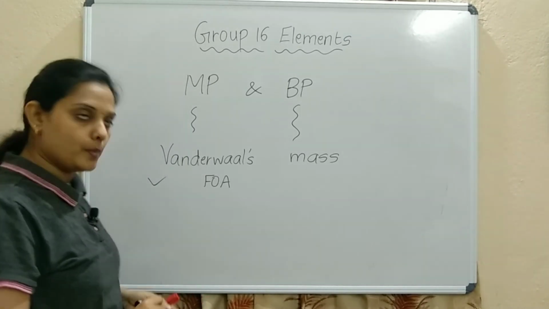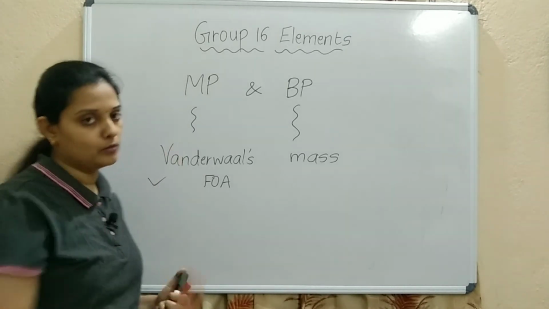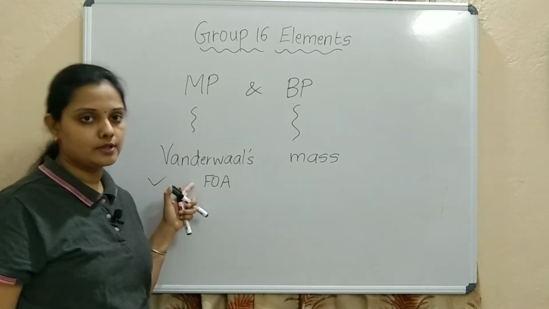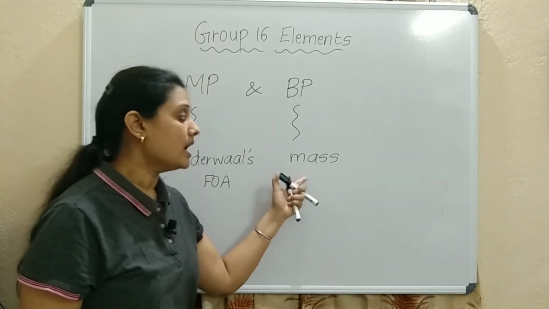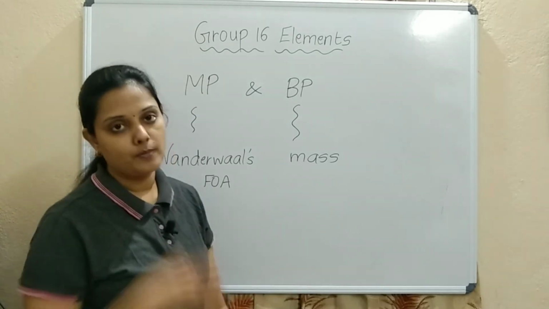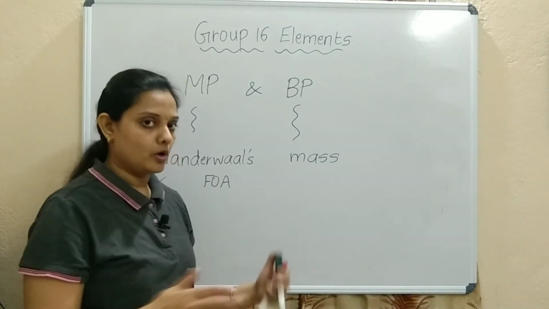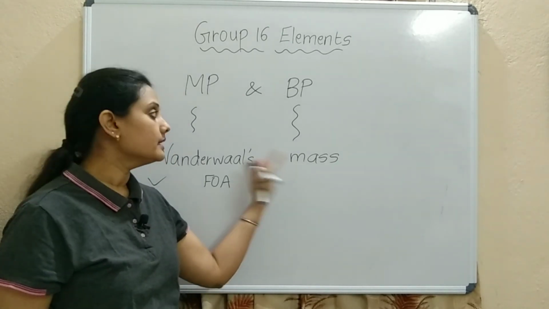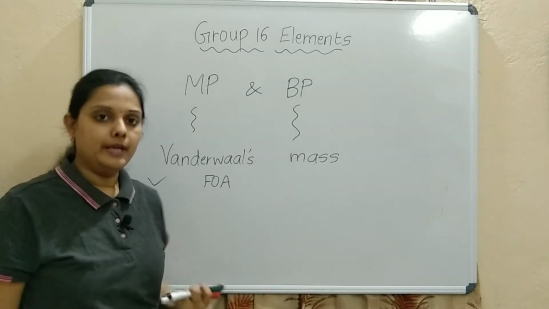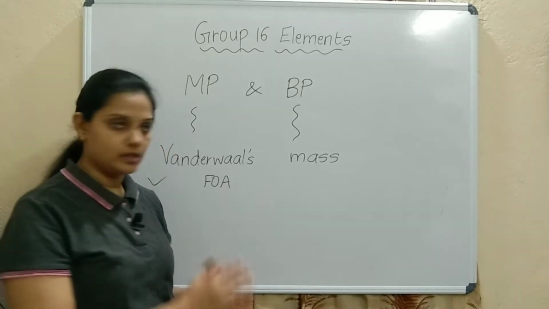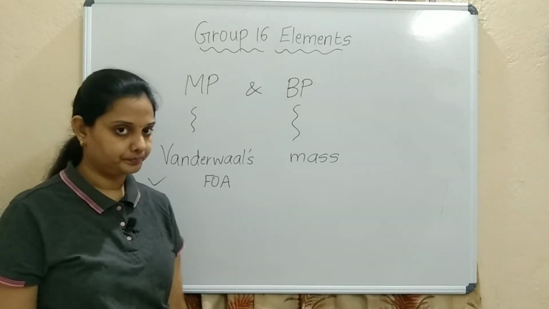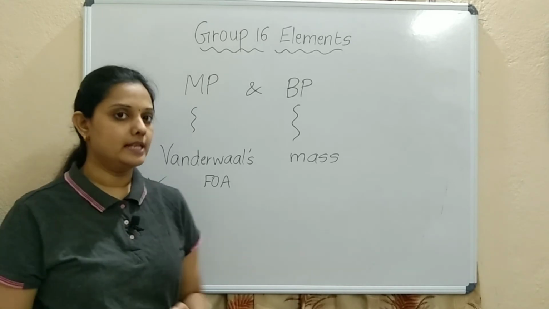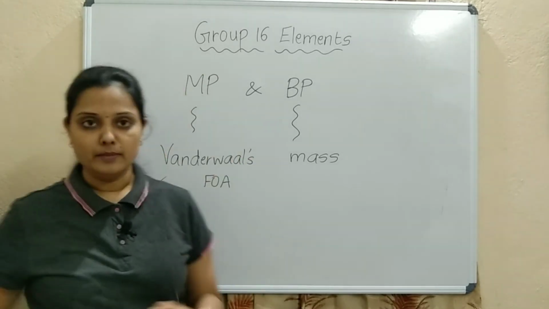So down the group, in group number 16 elements, what is happening? Van der Waals force of attraction is always there. Mass is also increasing, atomic number is increasing, protons, electrons increasing, atomic mass increasing. Therefore, the melting point and boiling point are also high. Correct? So here we complete the physical properties of group 16 elements.